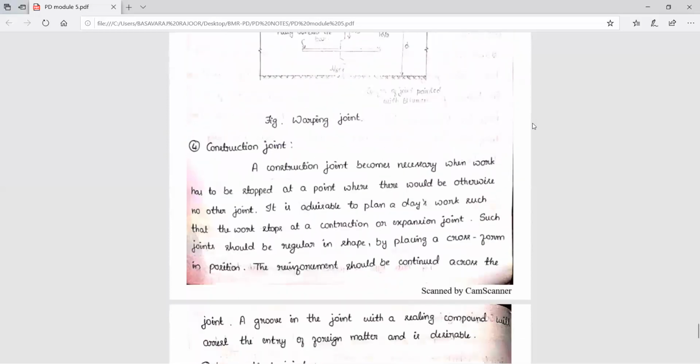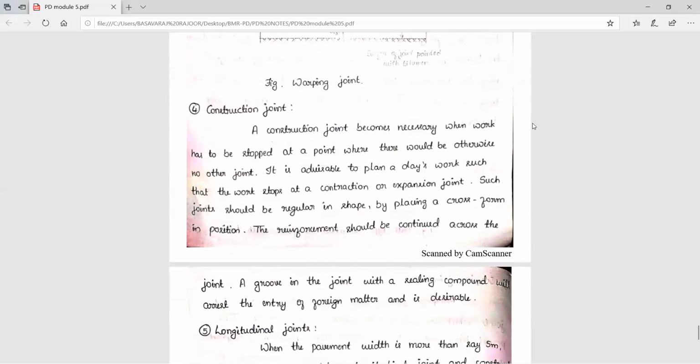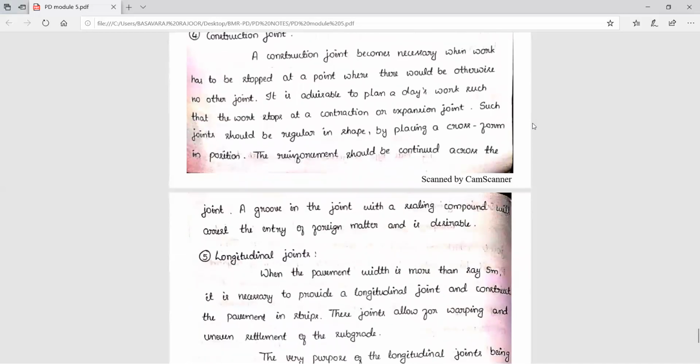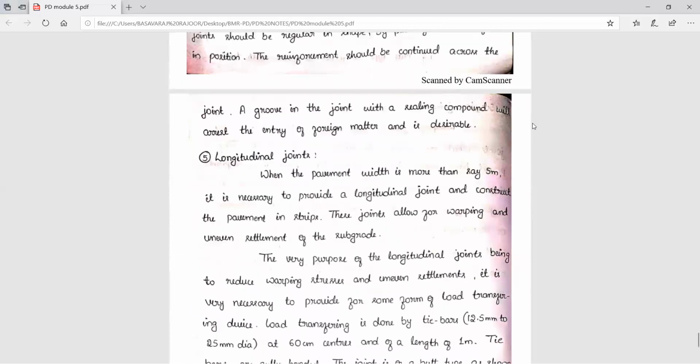The last one is the construction joint. The construction joint becomes necessary when work has to be stopped at a point where there would otherwise be no other joint. It is advisable to plan a day's work such that the work stops at a contraction or expansion joint. Such joints should be regular in shape by placing a cross form in position. The reinforcement should be continued across the joint. A groove in the joint with a sealing compound will arrest the entry of foreign and undesirable materials.